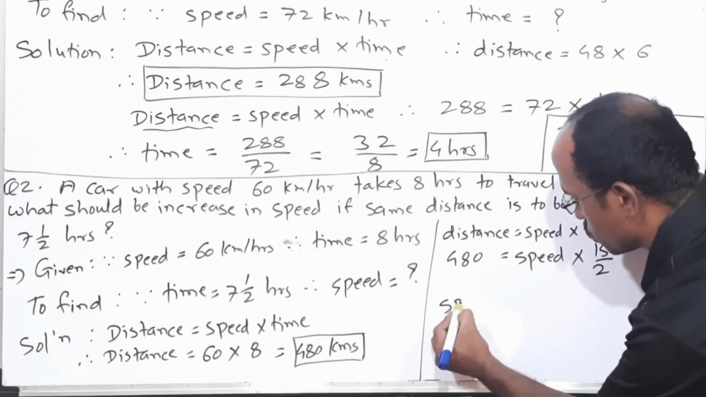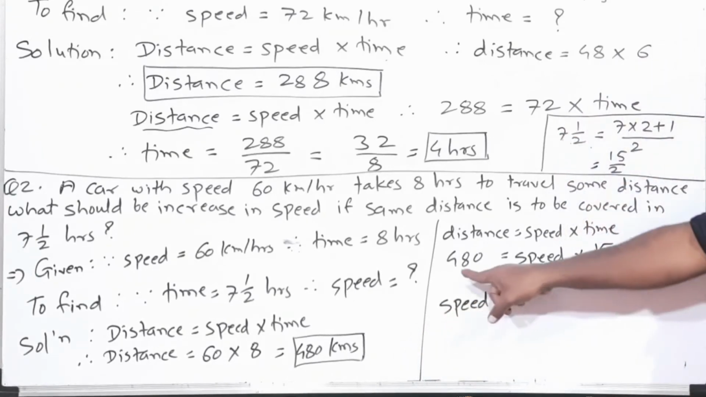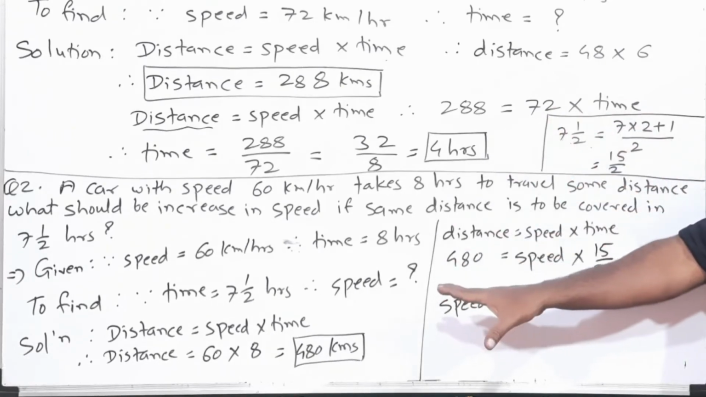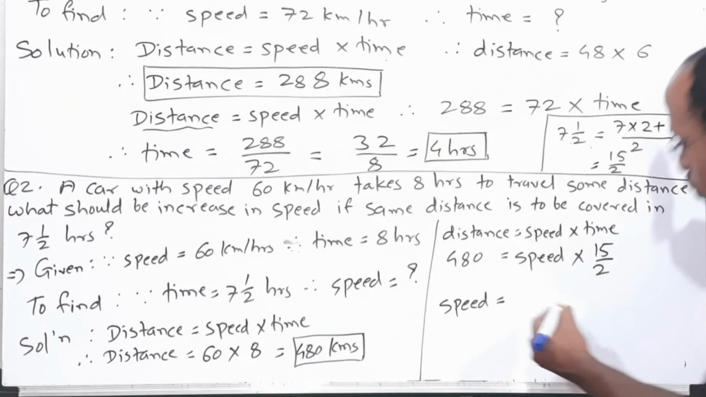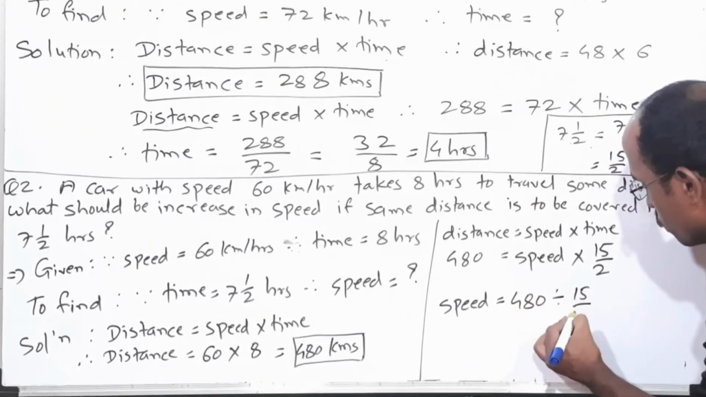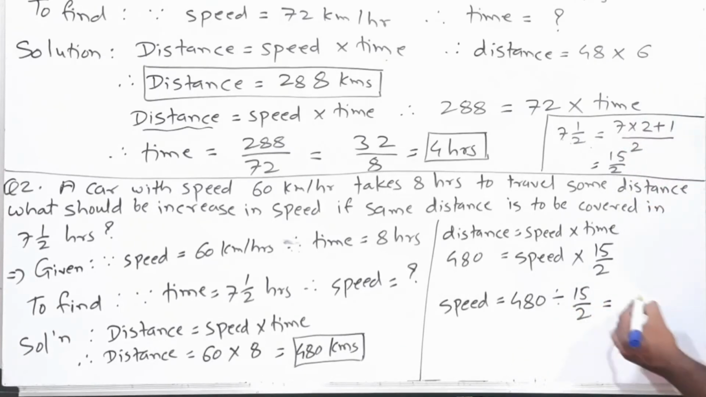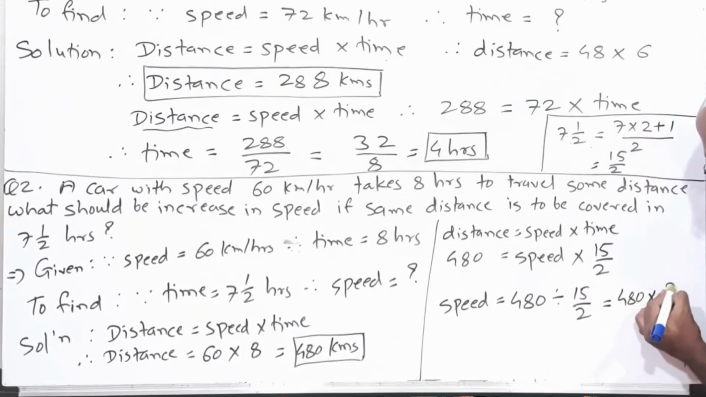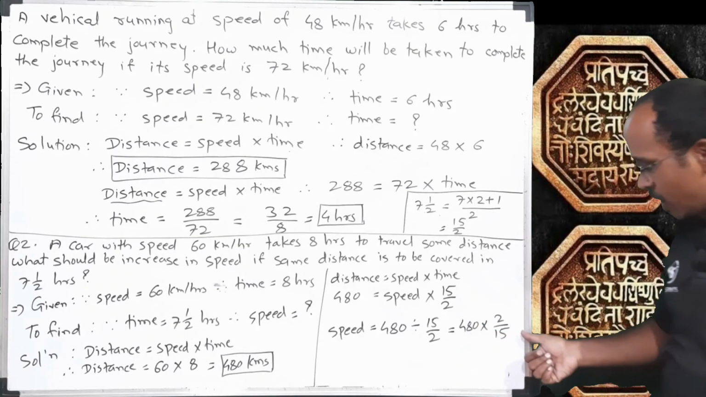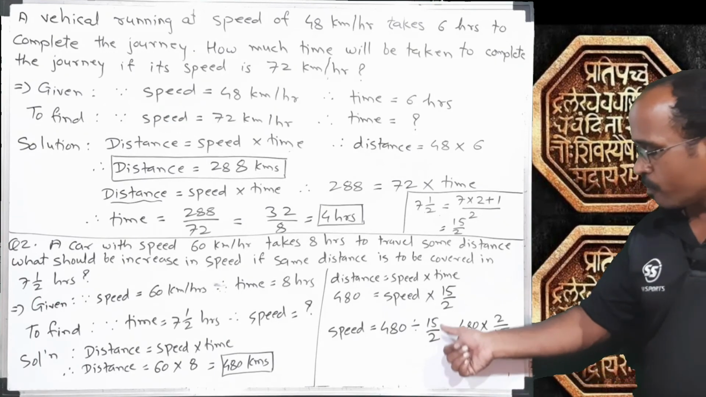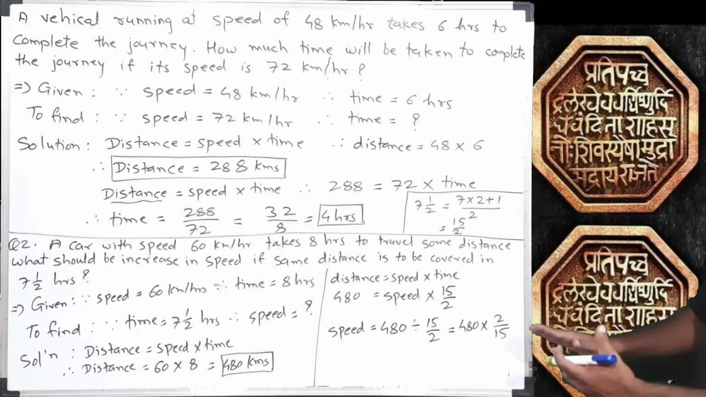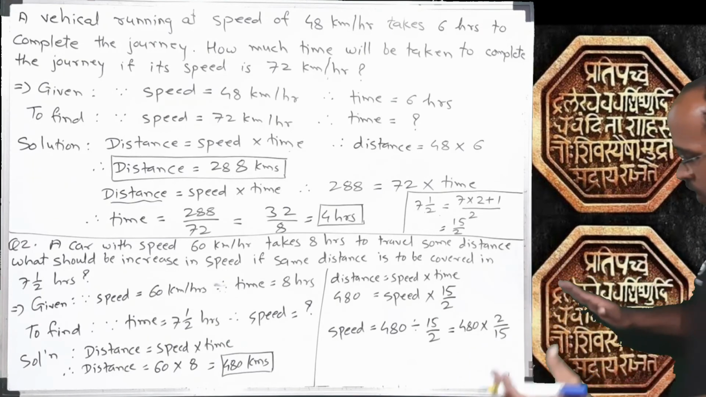Now we have to find the speed. So speed is equal to this 480. This 15 upon 2 is multiplying, so after changing side it will divide. So 480 divided by 15 upon 2 is equal to 480 multiplied by 2 upon 15. Why? Because dividing by a fraction is nothing but multiplying by its reciprocal. So 15 upon 2, its reciprocal is 2 upon 15. Clear, friends?